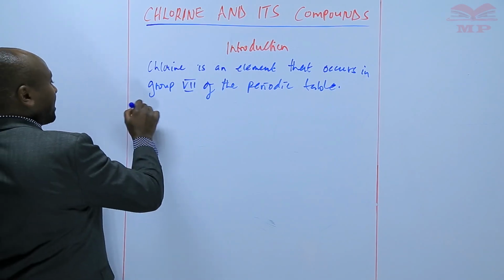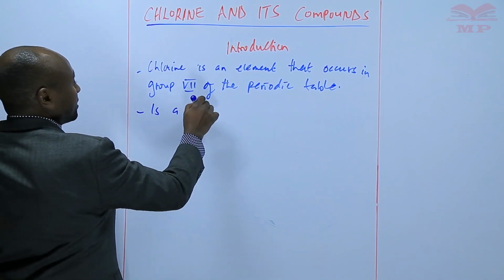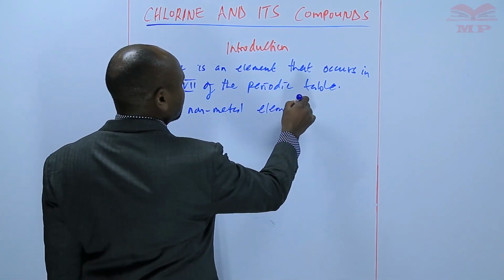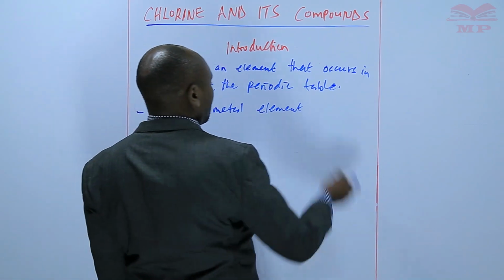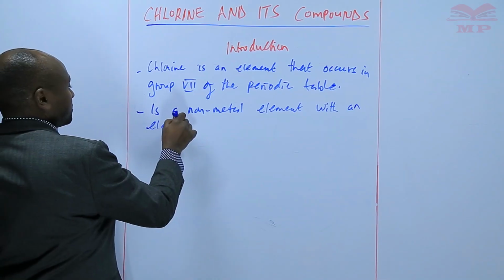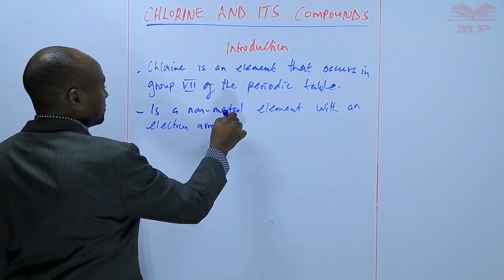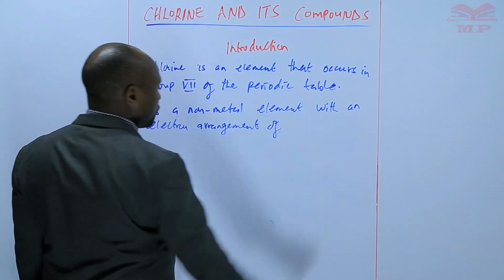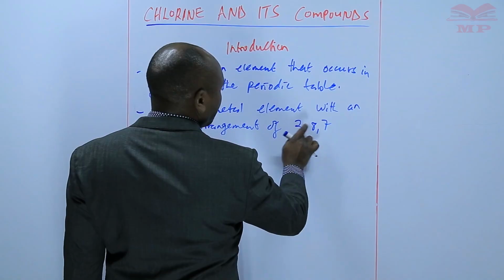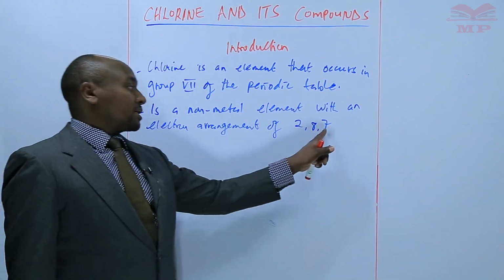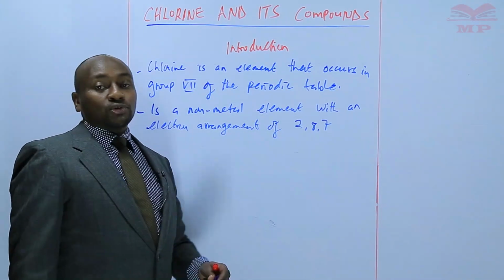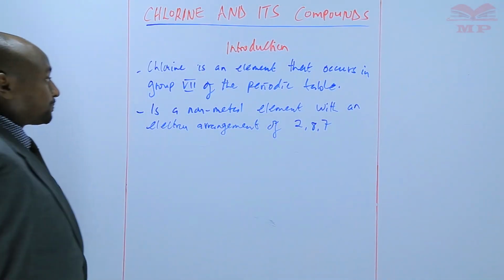It is a nonmetallic element with an electron arrangement of 2, 8, 7. And that, of course, is the one that guides us towards knowing that chlorine is in group 7, the fact that it has 7 electrons in the outermost energy level.